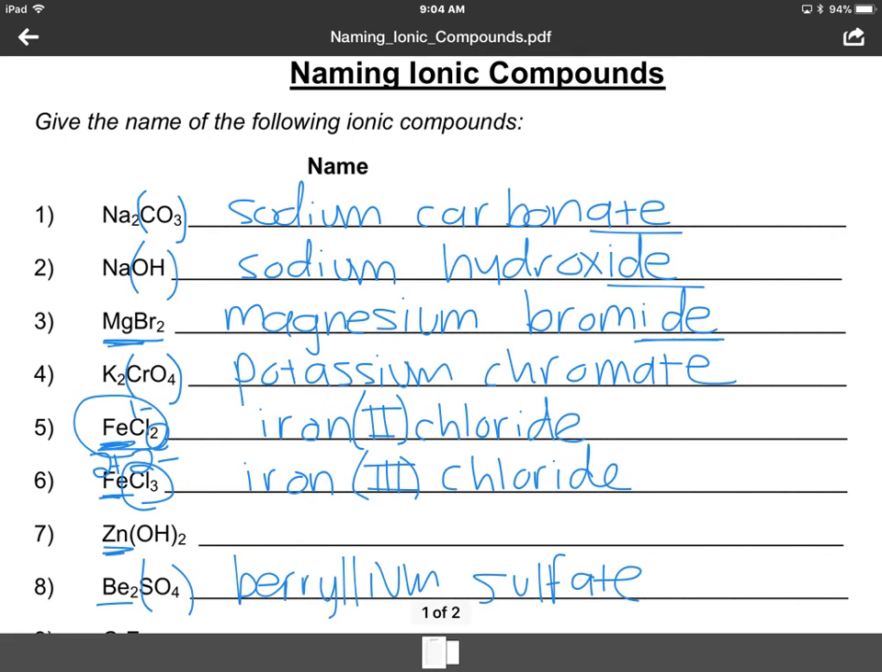Okay, and then our last one, I have some zinc and some hydroxide. Now I look at my polyatomic ion sheet, I see that hydroxide is 1 minus, I have 2 of it, so therefore this whole side is 2 minus, this whole side must be 2 plus, and my Roman numeral is 2 for my zinc. Hope that helped.